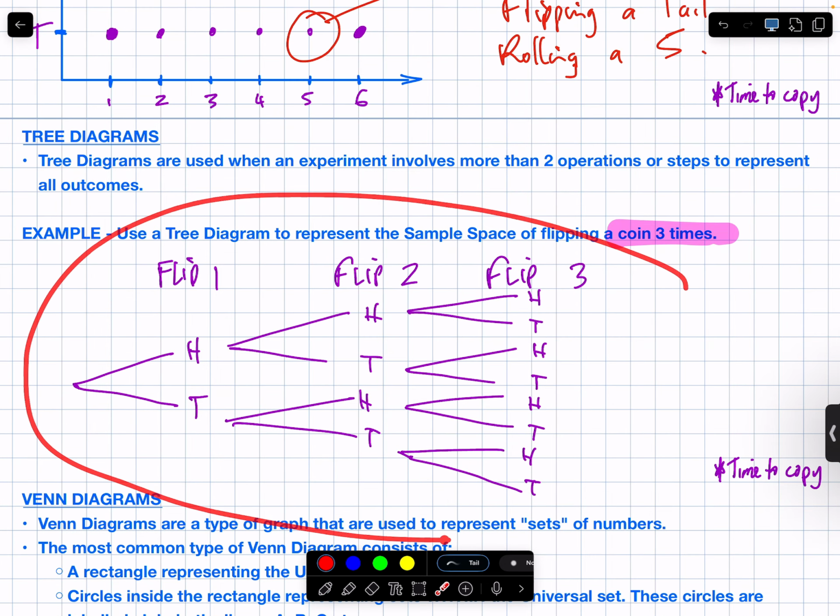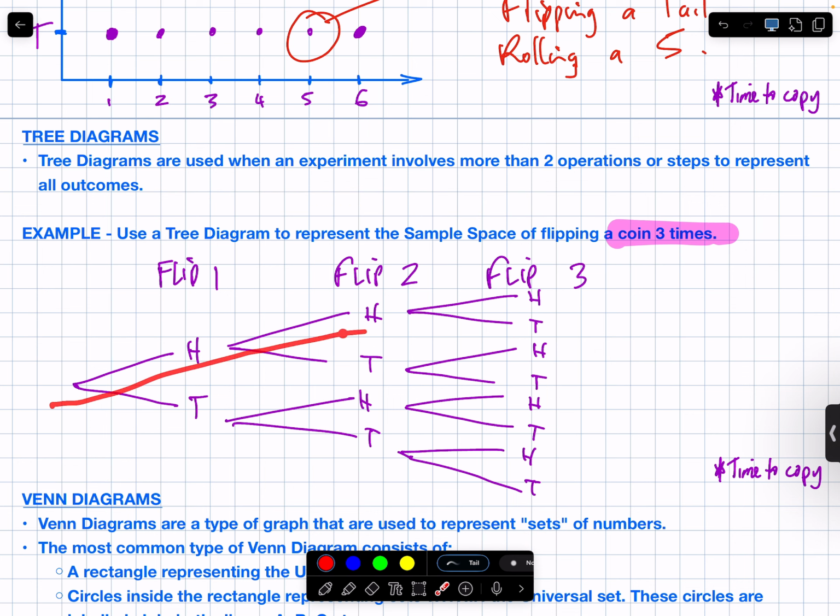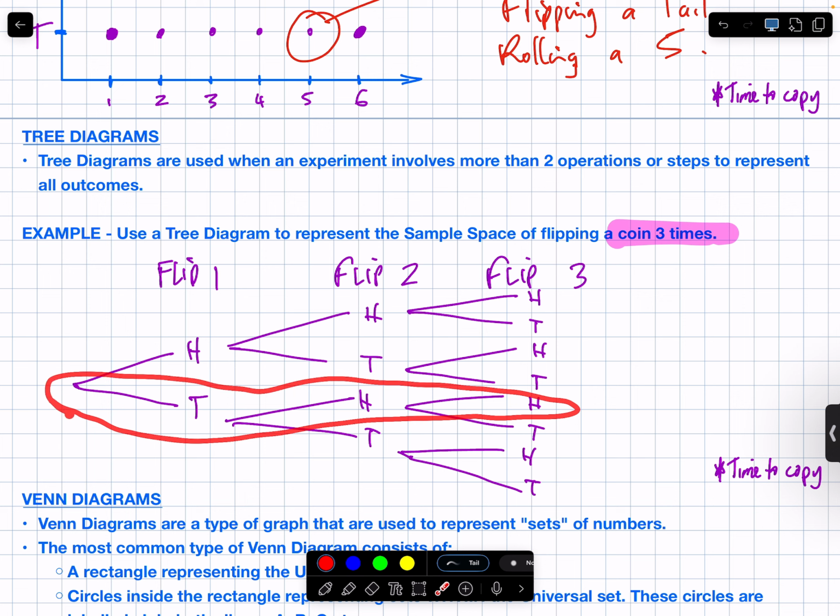This is a representation of all the possible results. Every set of branches is a possible result. What is the result that I have circled here? Head, head, head. Someone else. What is the result that I have circled here for the 3 flips?